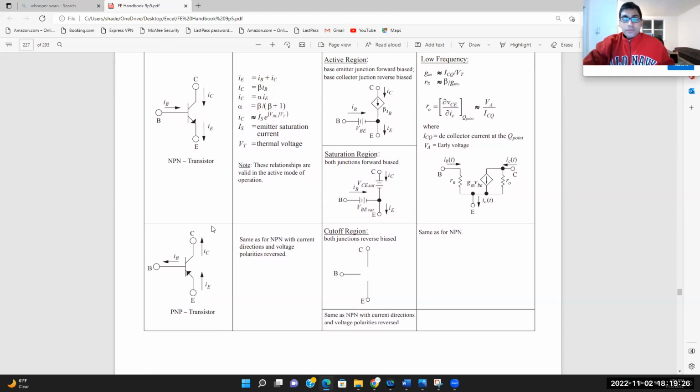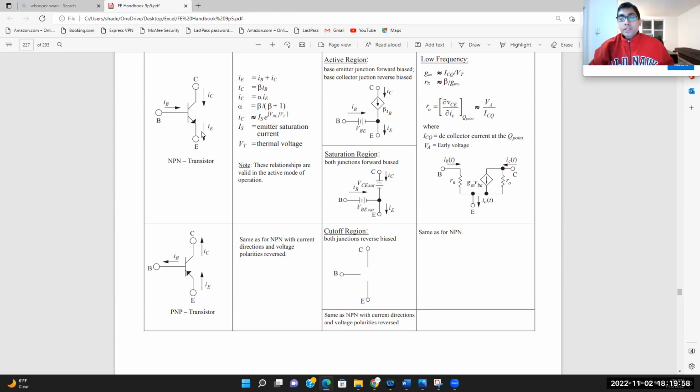As you can see over here, for a PNP transistor, the arrow points towards the base. For an NPN transistor, it points out towards the emitter. So that's how the notation differs for a PNP transistor and an NPN transistor. Okay, and now coming back to another important point, its mode of operation.